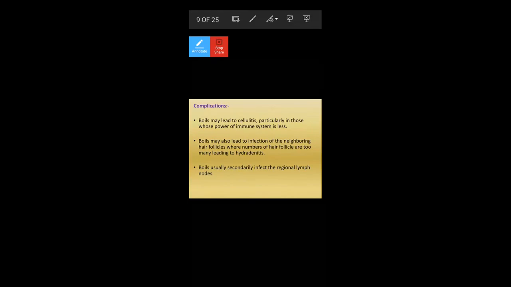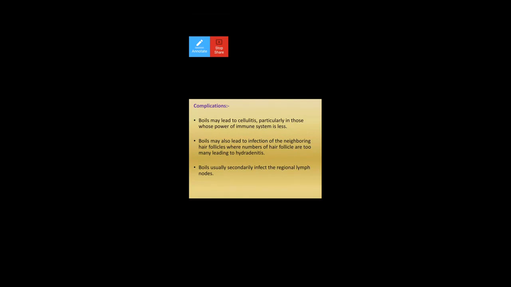If a person is healthy, meaning he does not have HIV, diabetes, or anemia, and his immunity is good, and he gets a small boil, it gives pain for a day or two. It gets yellowish at the center, the pus is removed, and within 3 to 4 days the boil is gone without any scar also. But if the patient already has compromised immunity or a higher blood sugar level, then these boils may cause some complications which are very difficult to treat. Okay, so this is about complications of boil.